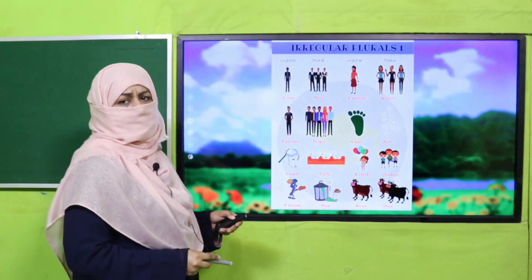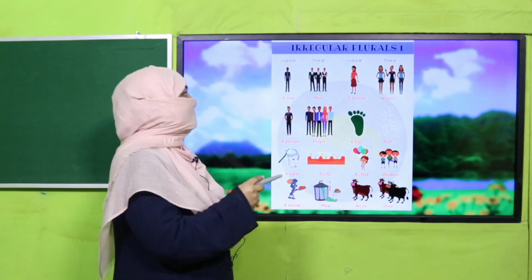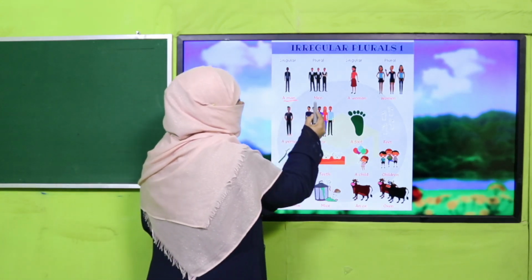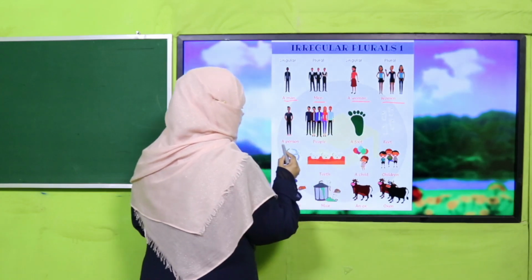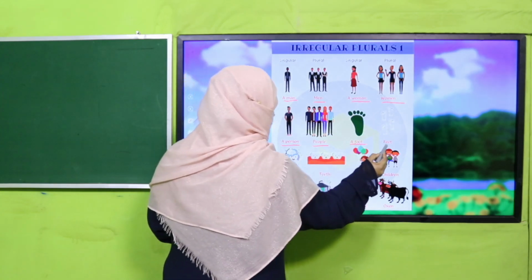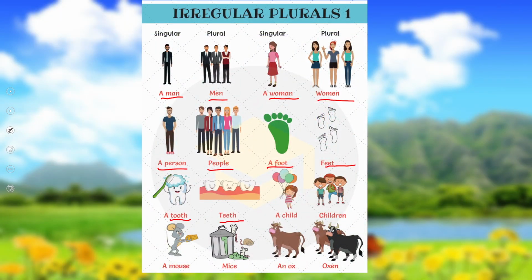There are many, so we have to learn all these. So there's man, men, woman, women, person, people, foot, feet, tooth, teeth, child, children, mouse, mice, ox, oxen. So these are the examples of irregular nouns.